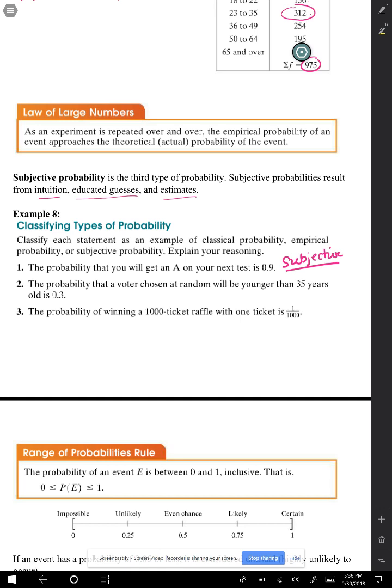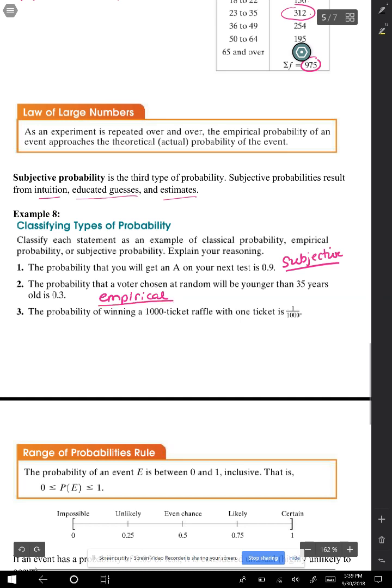On number 2, it's the probability the voter chosen at random will be younger than 35 years old is 0.3. So the only way you would be able to obtain this information is you would have to be surveying to ask random voters what their ages are. So you're looking at maybe it's the day of the election, and you're asking the people as they go in, what age are you? And you're recording that, but you're definitely performing some kind of survey. So since this is some kind of survey, this would definitely be empirical. You're performing an experiment.